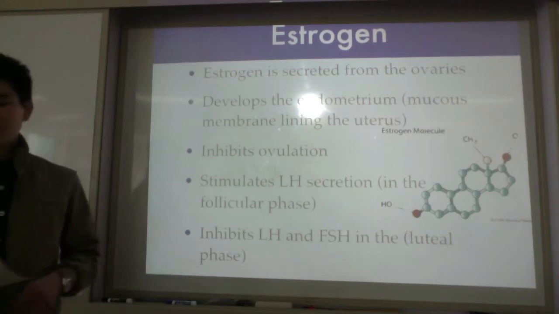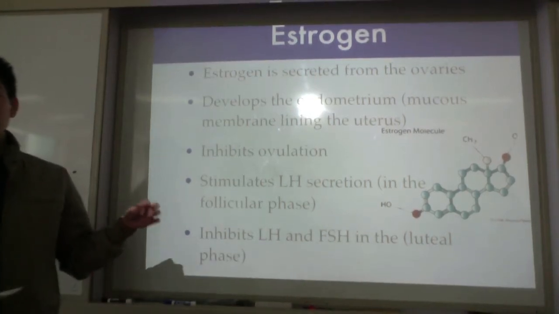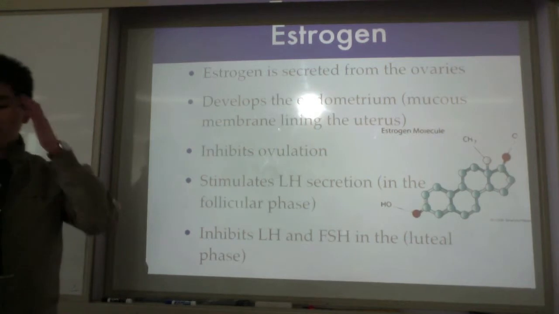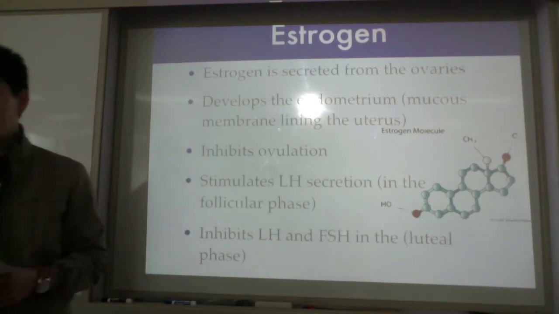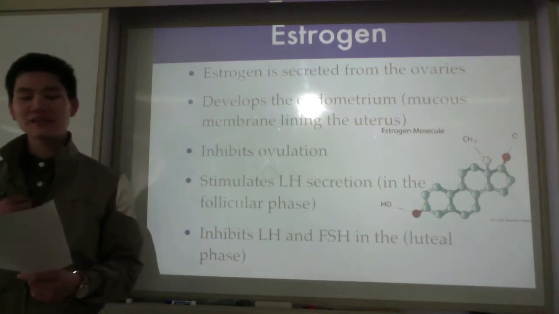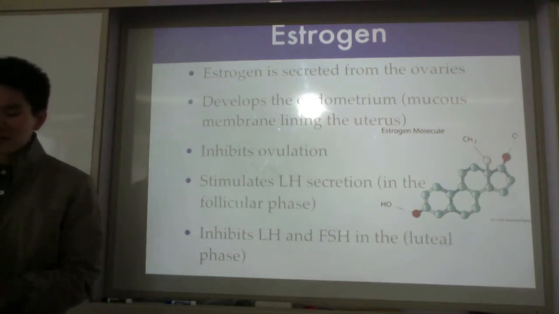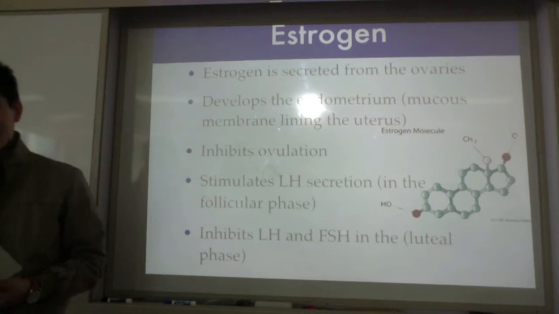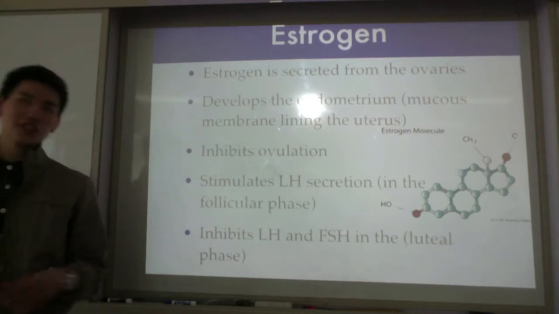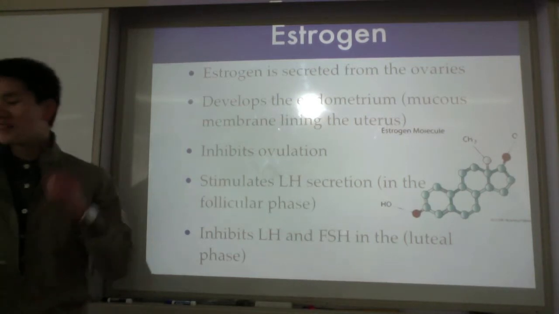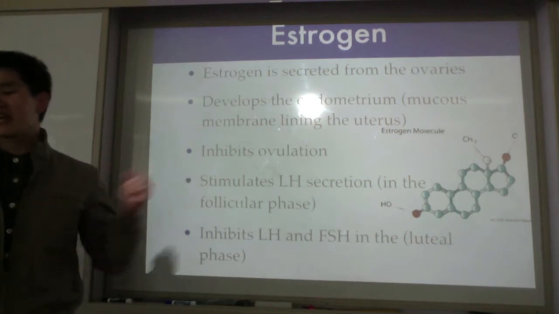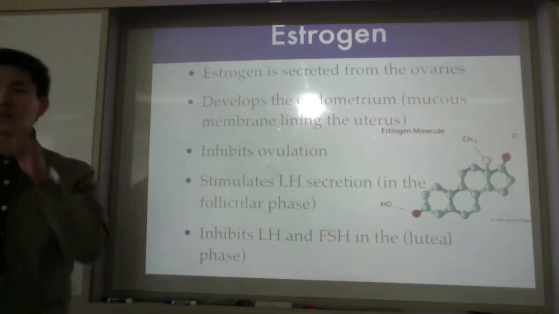At the same time, the increasing amount of estrogen in your body makes sure that the lining of your womb is filled with nutrients and blood. This is so that if you do get pregnant, which you shouldn't before 18, I think, then the fertilized egg will have all the nutrients and support it needs to grow.